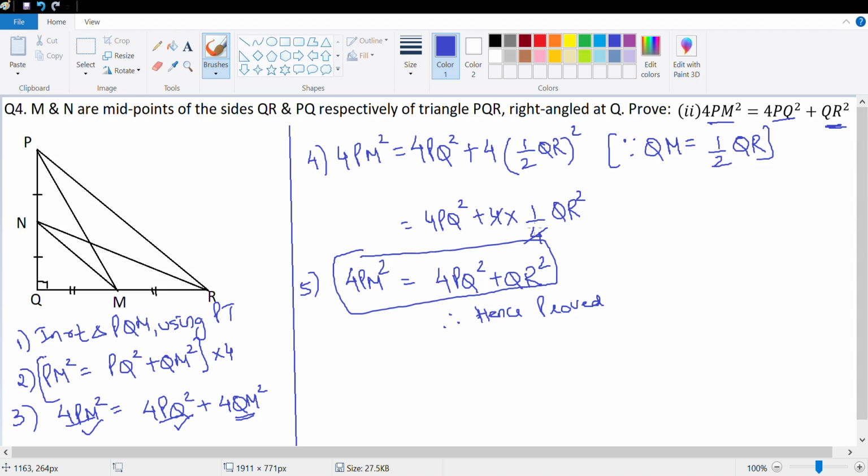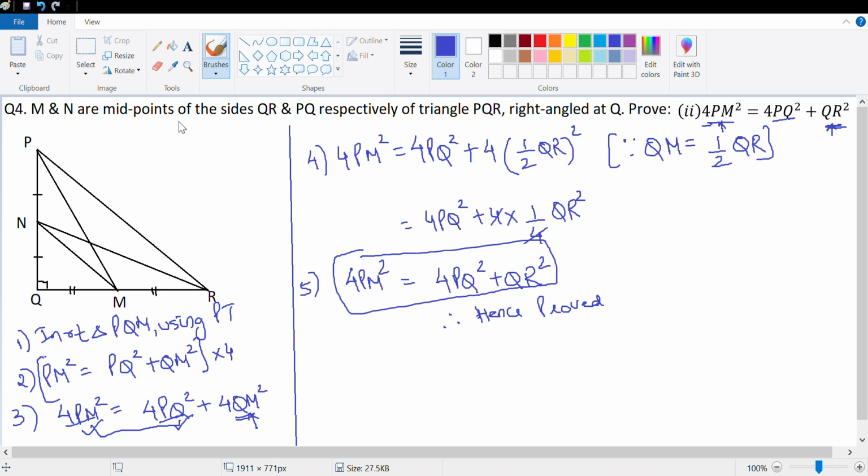Please note I started with the left hand side. I substituted the values. I noticed they had a 4 in front of PM square. That's the reason I multiplied it with 4. And I realized that I've got 2 values in what they want me to prove. So I figured out the relation between QM square and the value that they wanted between QM and QR. Let's look at the next question.